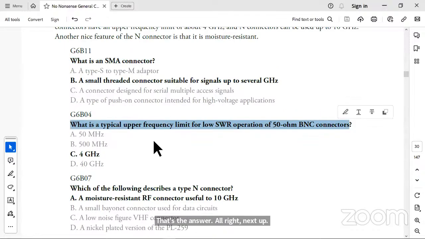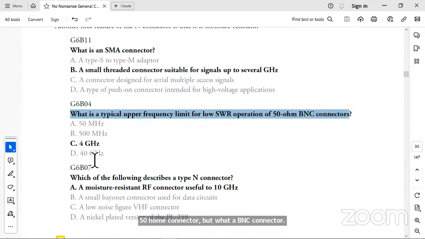What is a typical upper frequency limit for a low SWR operation of 50 ohm BNC connectors? So let's dissect this question a little bit. What are they asking us? What is the typical upper frequency limit? So it's going to be some frequency, megahertz, kilohertz, gigahertz, terahertz. But what is the upper limit they want for a low SWR for a 50 ohm connector? But what? A BNC connector. And we had learned that a BNC is good for up to 4 gigahertz.